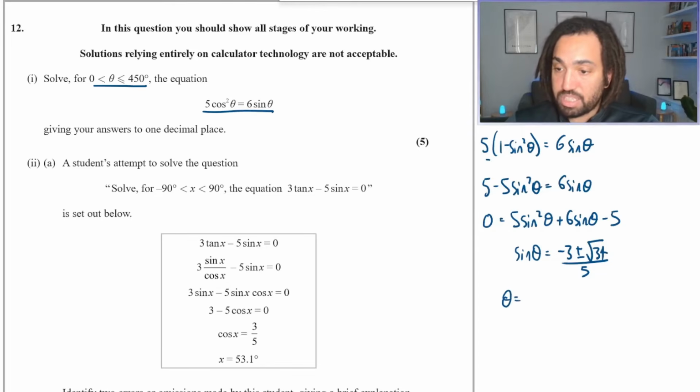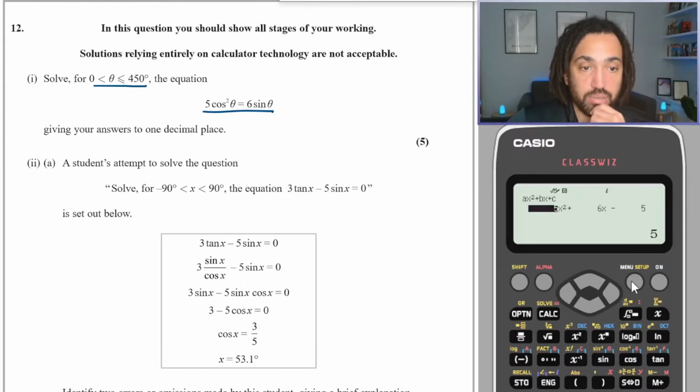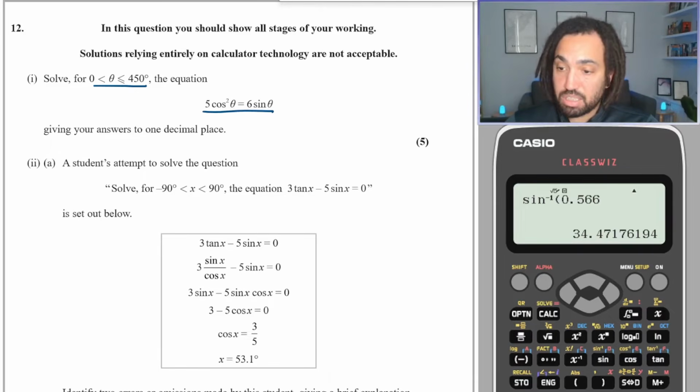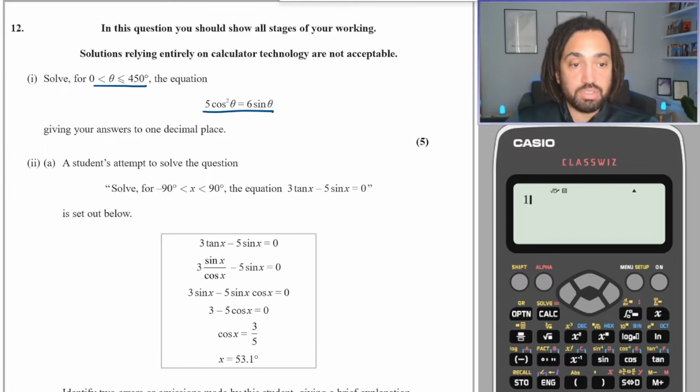So let's just say that theta is equal to sine to the minus 1 of 0.566. So what is that going to equal? Well, I need to go over here and I need to do shift sine minus 1 of 0.566, and I get 34.5 to one decimal place. And we know the next solution for sine is always 180 minus. That's going to give me the second solution.